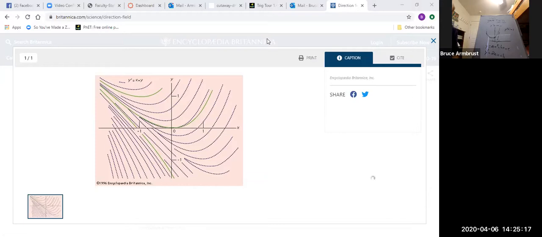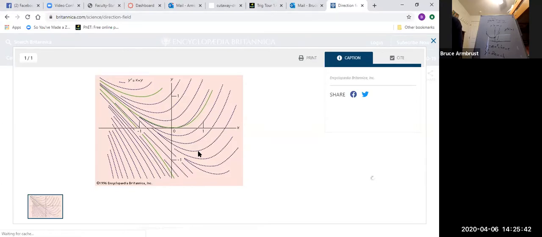All right, awesome. So this is just from good old Encyclopedia Britannica, no big deal. But you'll notice that this is a slope field. If you look really closely, you'll see there's these blue dashes. Those are the little tangent lines. Those are the slopes at those specific points.